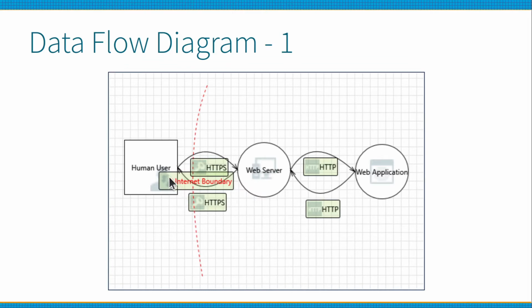On the left, you can see the human user, and the traffic there is encrypted using TLS. This red line represents the internet boundary, in that traffic going to and from the user will traverse the internet, and this is a significant point for analysis.